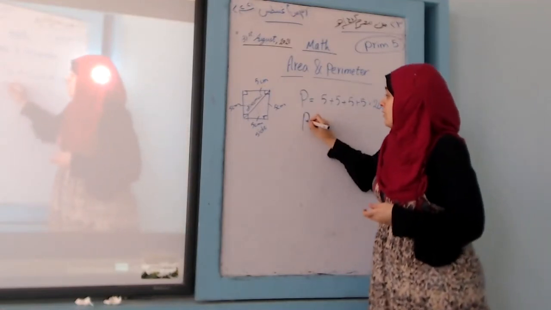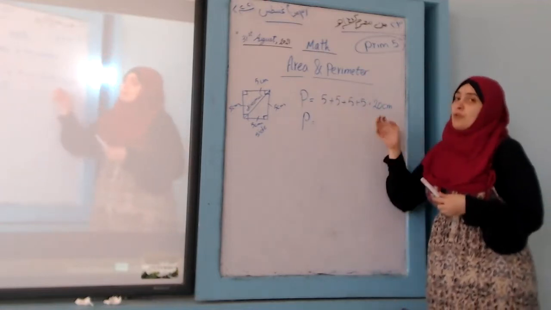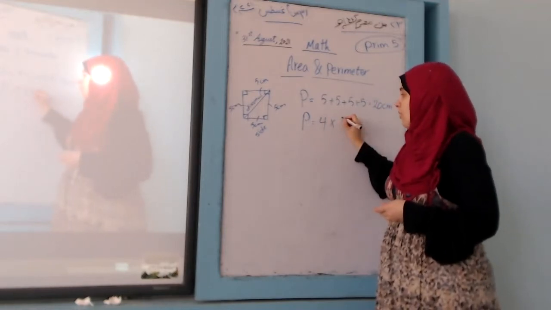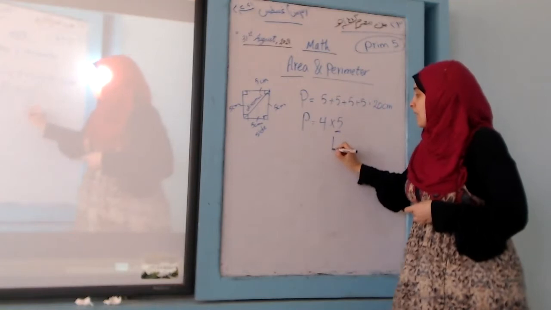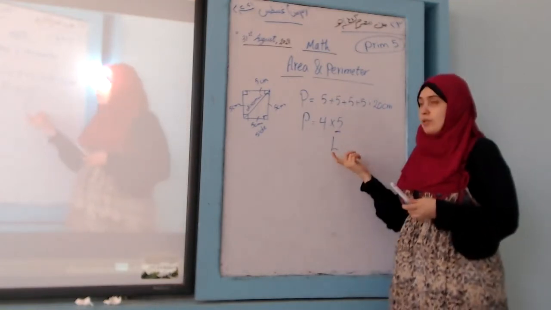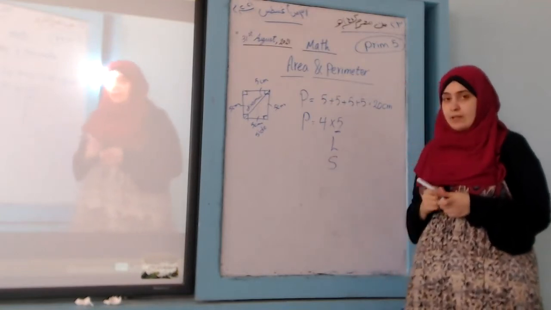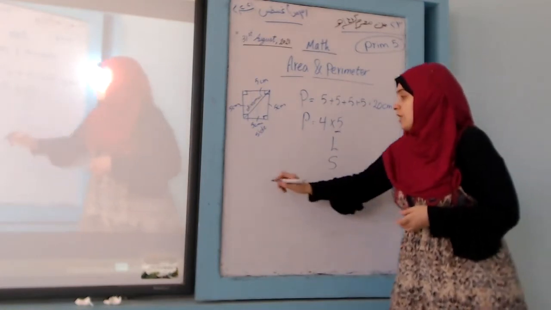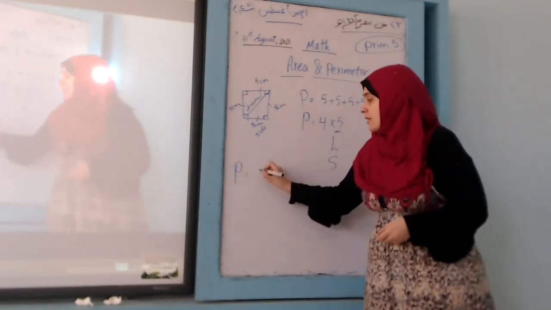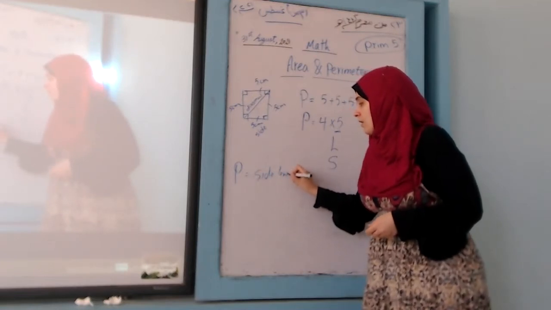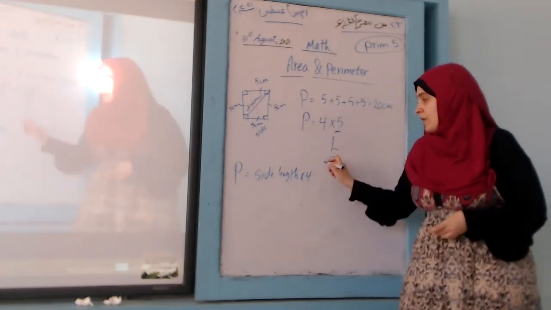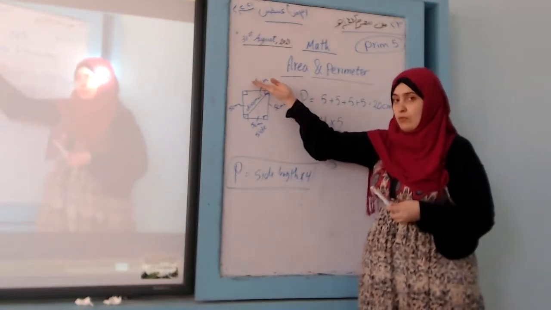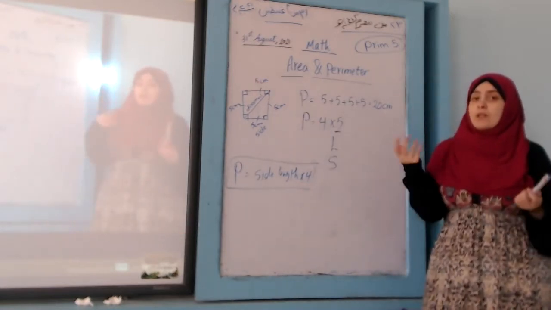Then the perimeter, 5 repeated 4 times, is repeated addition, so I can write it as 4 multiplied by 5. 5 is the length of the side. I can denote it by L or by S. So the perimeter of any square is the side length multiplied by 4. Don't forget this. So the perimeter is 4 multiplied by the side length.